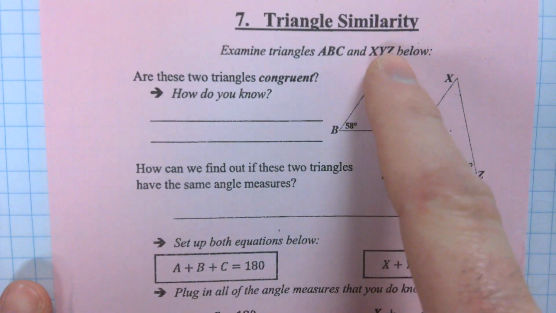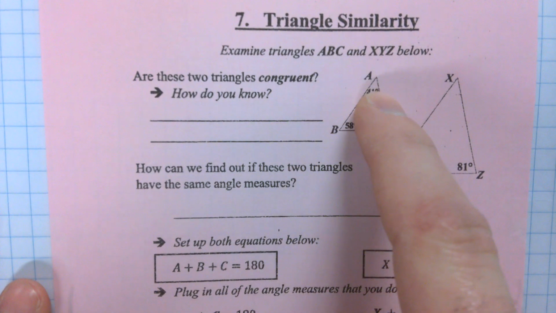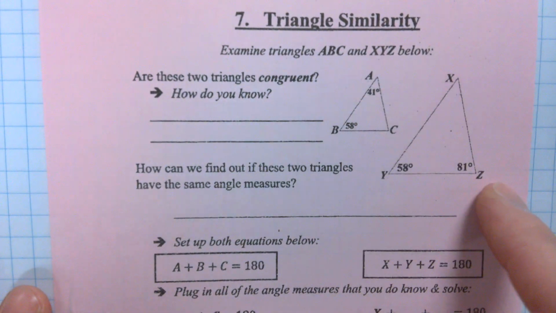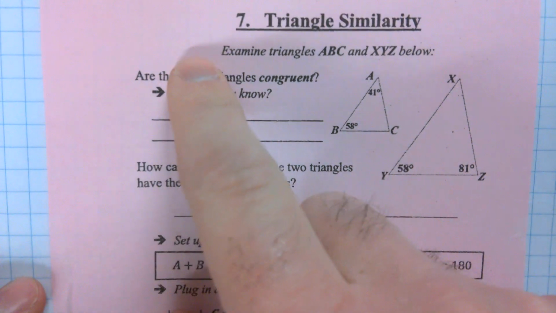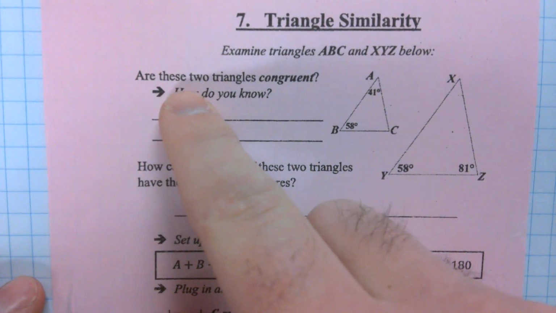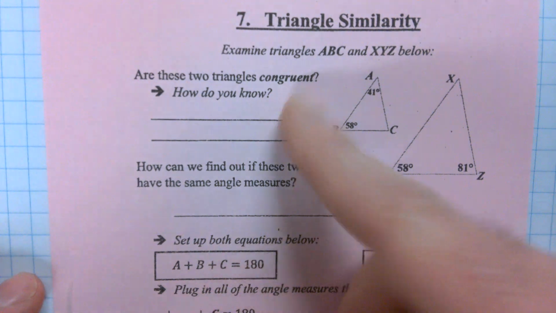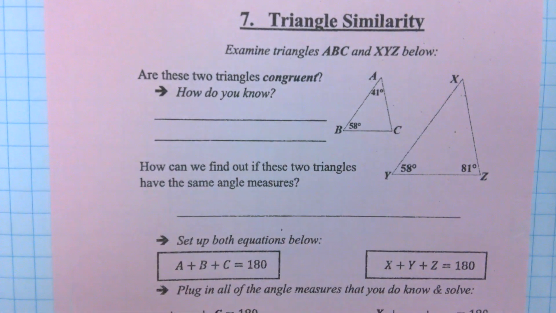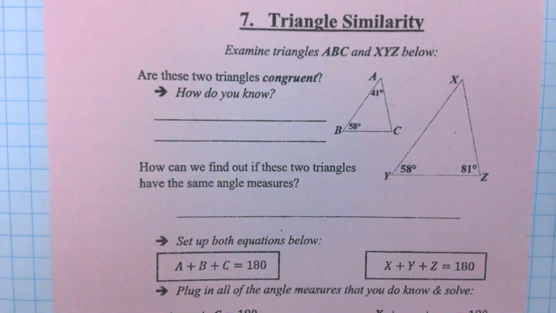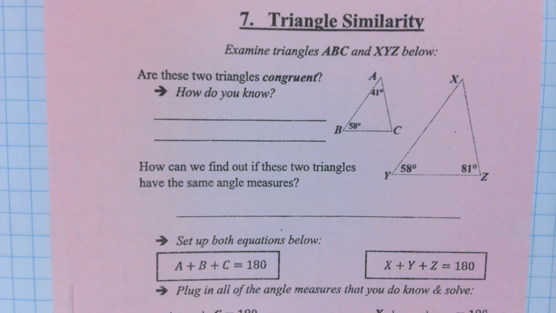Let's take a look. We got triangle ABC here, this tiny one. And we got triangle XYZ, this much larger triangle. All right? Now the first question we want to ask is, are these two triangles congruent? Give me a thumbs up if you think yes, they are congruent. Give me a thumbs down if you think no, they are not congruent. What would you say? We've talked about congruent before.